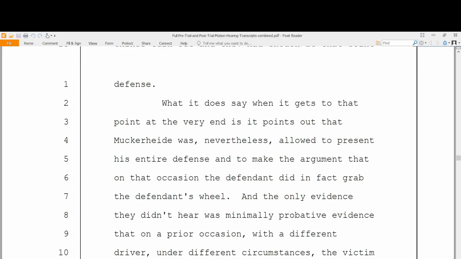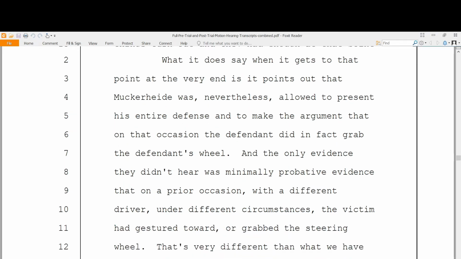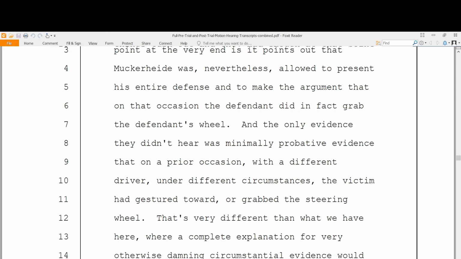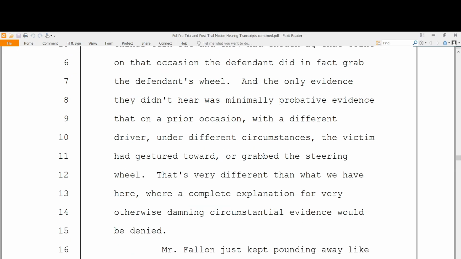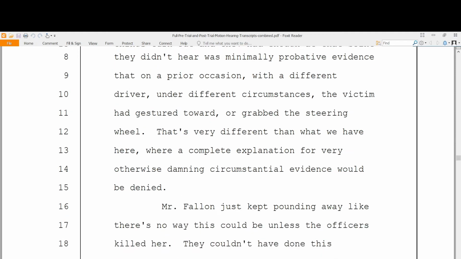Well, very little of the case deals with the constitutional right to present a defense. What it does say when it gets to that point at the very end is it points out that Muckerheide was nevertheless allowed to present his entire defense and to make the argument that on that occasion the defendant did in fact grab the wheel. And the only evidence that they didn't hear was the minimally probative evidence that on a prior occasion with a different driver, under different circumstances, the victim had gestured toward or grabbed the steering wheel.